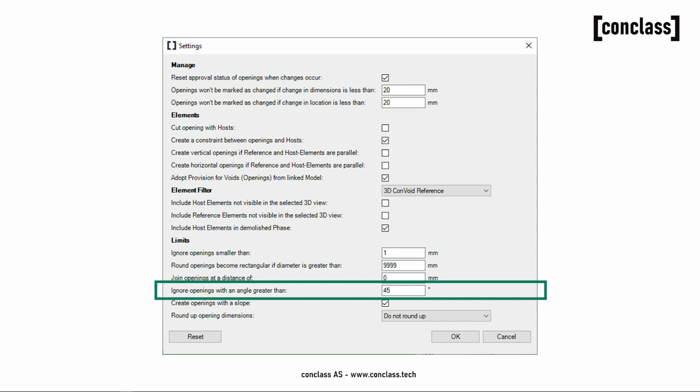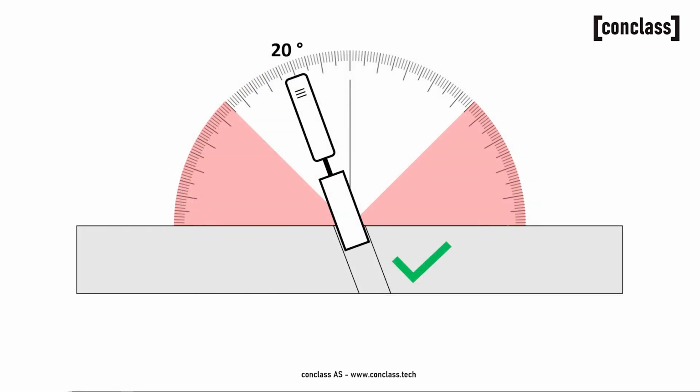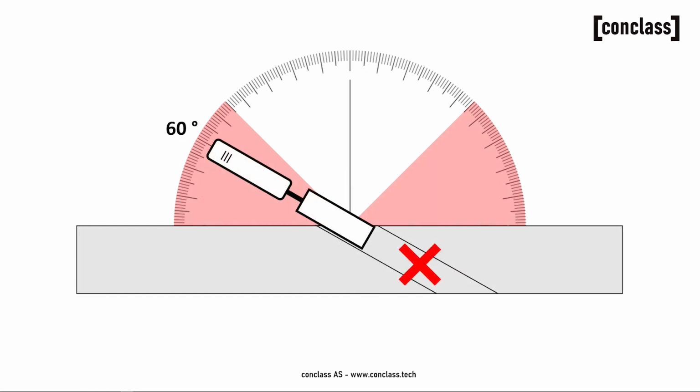Ignore openings with an angle greater than. This option allows you to ignore reference elements, such as pipes, that intersect with the host element at a specific angle. Its primary purpose is to prevent the creation of openings in areas where the drilling machine cannot be placed due to a high angle.